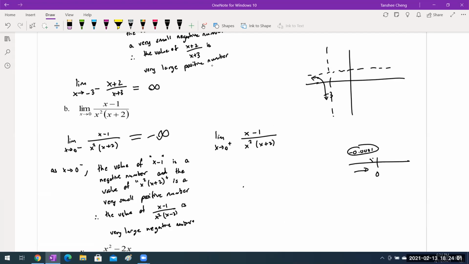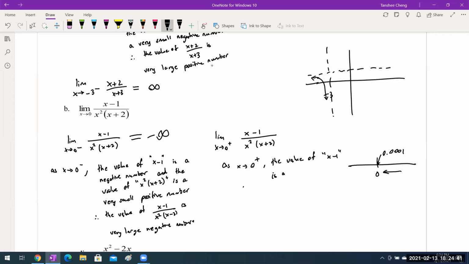Similarly, I'm going to do the same thing on the positive side, approaching 0 from the positive side. We are talking about a very, very tiny number, 0.0001, but this time it's a positive number. So as x approaches 0 from the positive side, the value of x minus 1 is still a very small number minus 1, which is a negative number, right? It is a negative number.